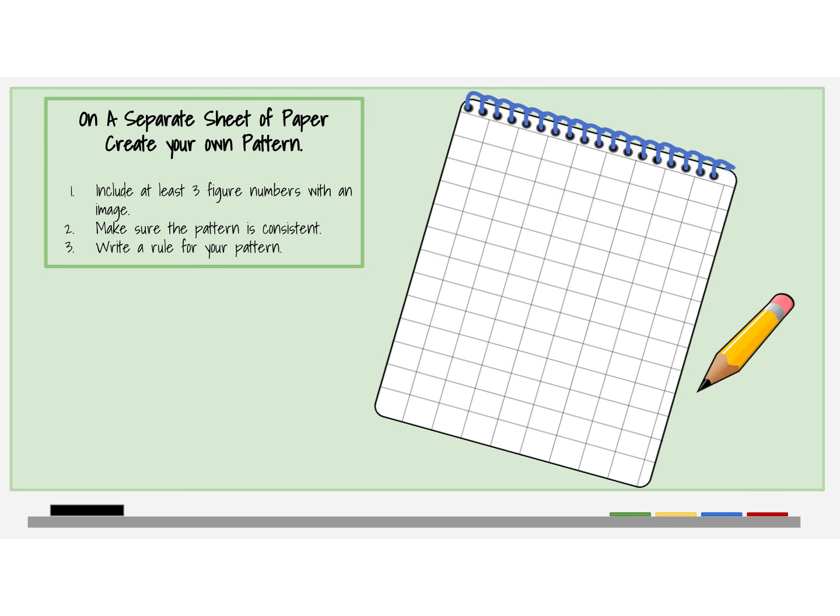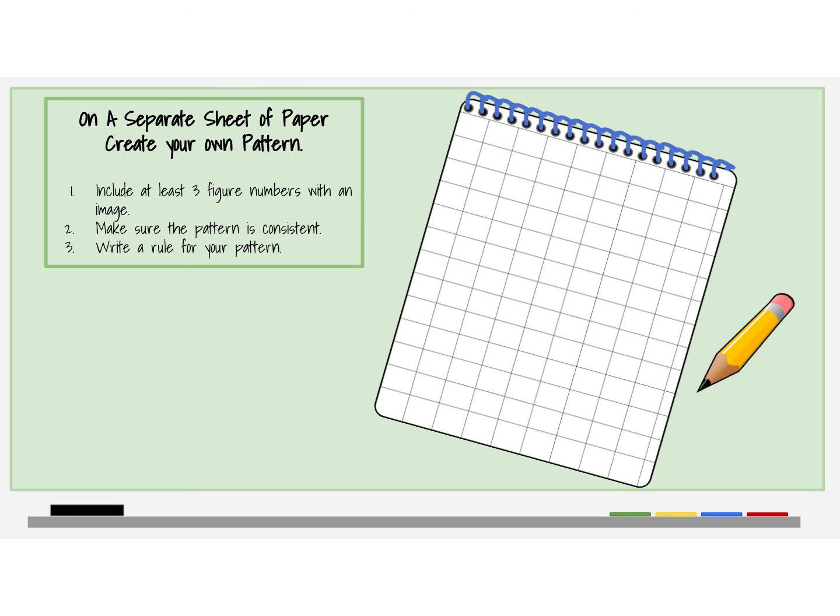It says, on a separate sheet of paper, create your own pattern. Number 1, include at least 3 figure numbers with an image. That means you're creating your own pattern. You can make your own design however you want, as long as it's appropriate.